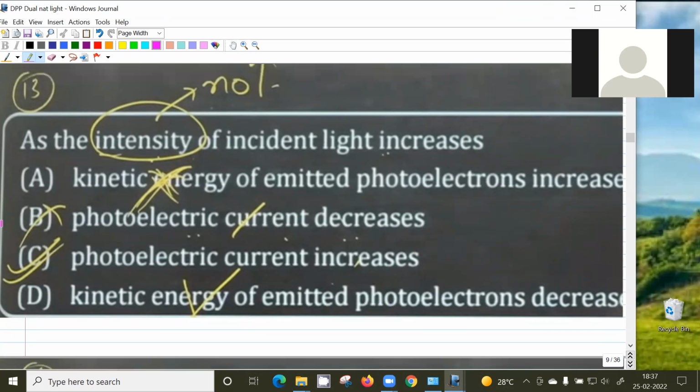This is the next question. Intensity of incident light increases, photocurrent increases. So C is correct. D is wrong. Kinetic energy depends on h nu. h nu equals phi naught plus kinetic energy max, so it is only dependent on h nu. There is no intensity in that equation.